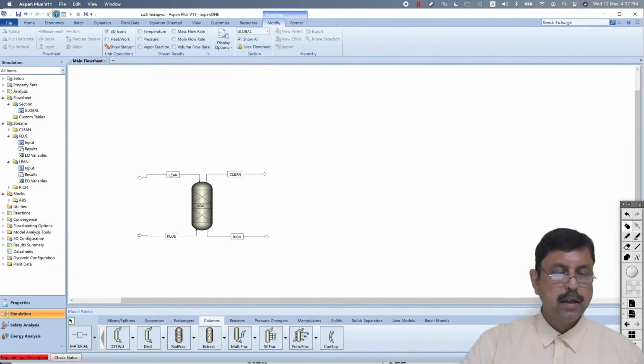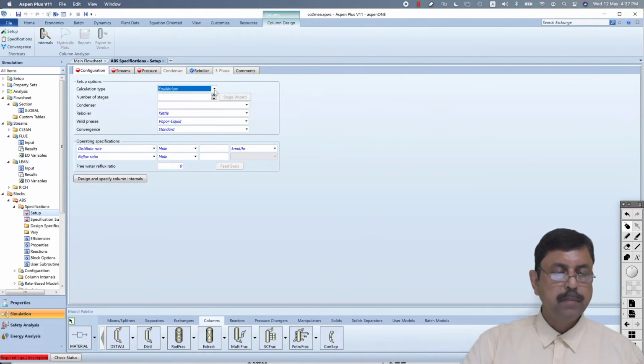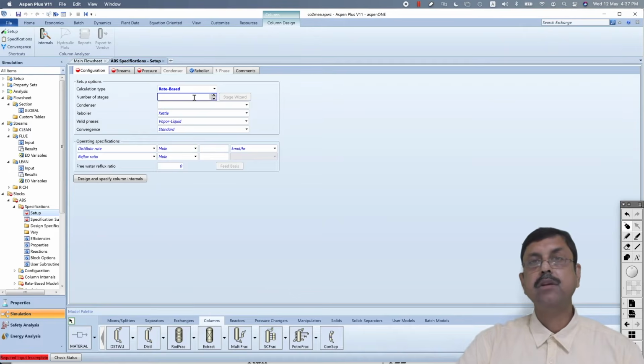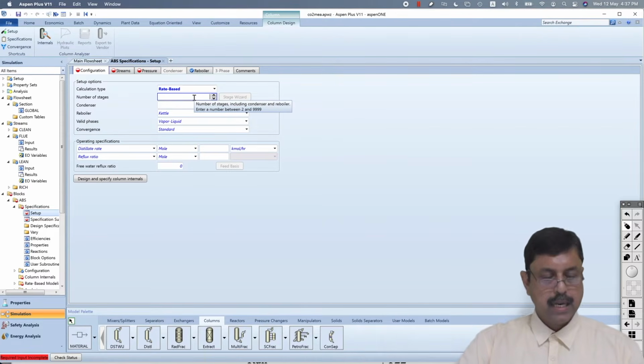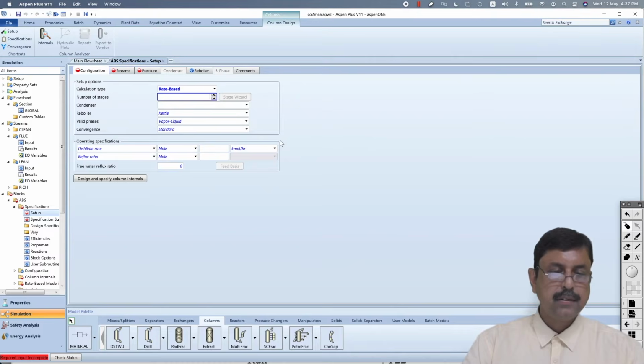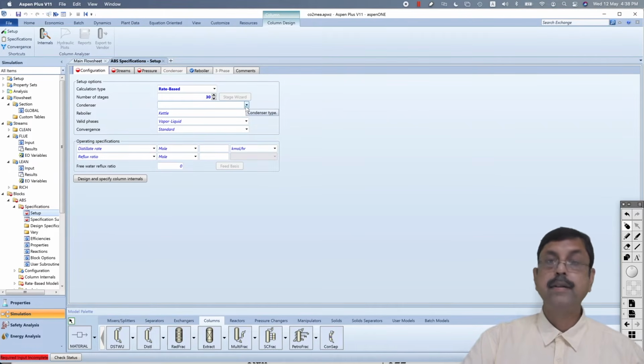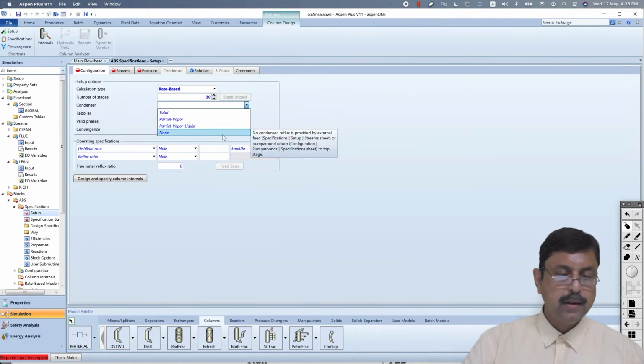Now the absorption column. So for absorption column, it will be rate based. Number of stages has not been given. So we can choose any number of stages. We can choose say 15 stages or 30 stages. Okay. And it's an absorber, so we don't have any condenser or reboiler. So condenser none and reboiler none.